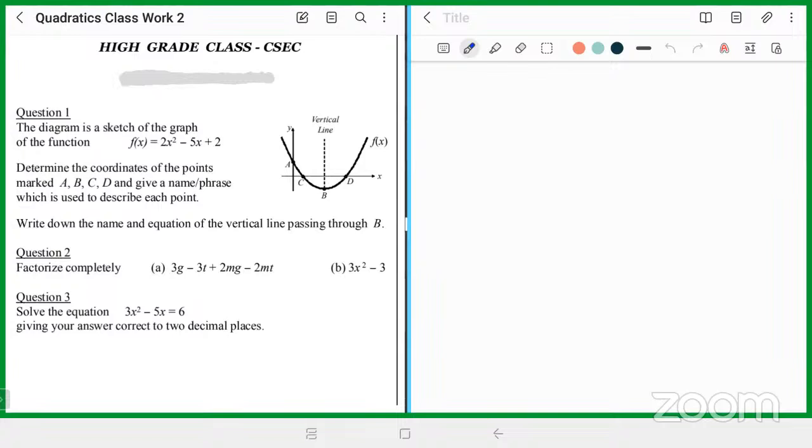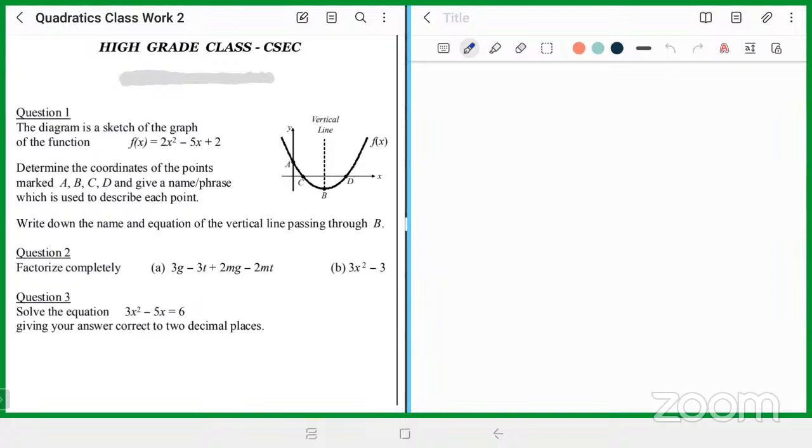All right. So this was our last activity on the screen, and I'm just going to work through it today first to begin, and then we're going to look at a few past paper questions to tidy up this part of the quadratics.